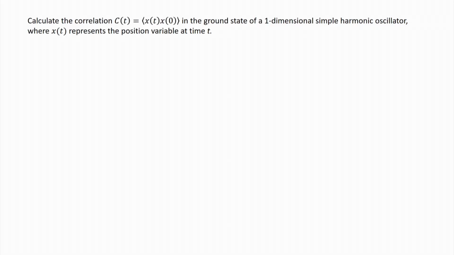Okay. So, let us now calculate a slightly more complicated problem, which is calculating the correlation of x(t) and x(0), which is the expectation value for the ground state of a one dimensional simple harmonic oscillator. X is of course the position variable at a time t. So, our H is given by p squared over 2m, and of course p is a function of t here. We have a time evolved system.